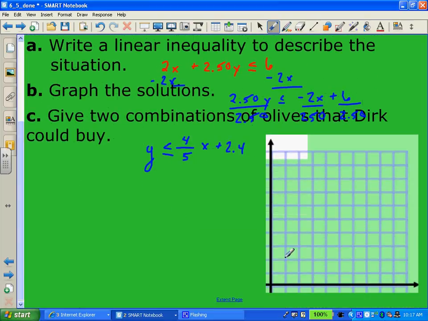Now we said that green olives were x, and then we said that black olives were y.